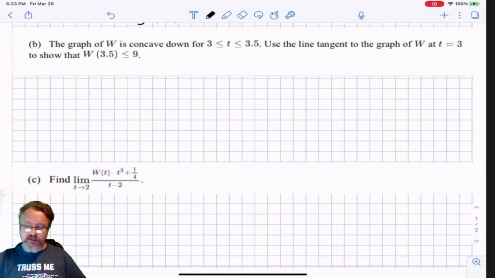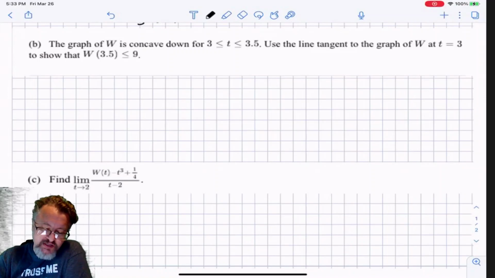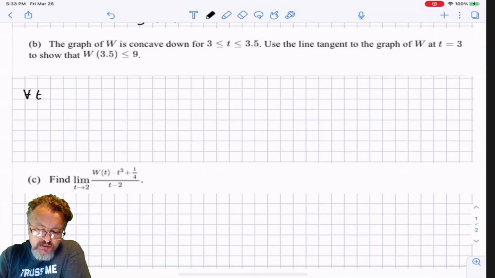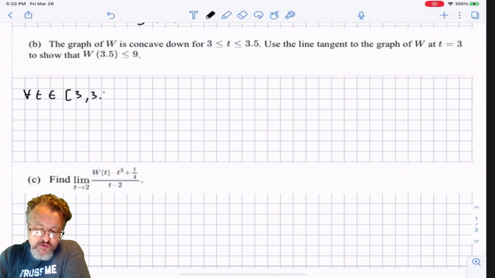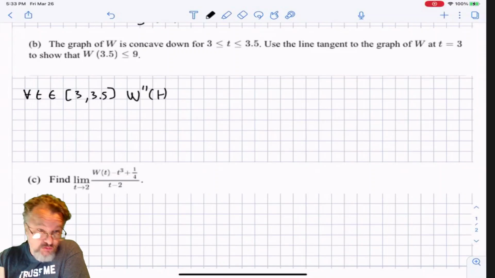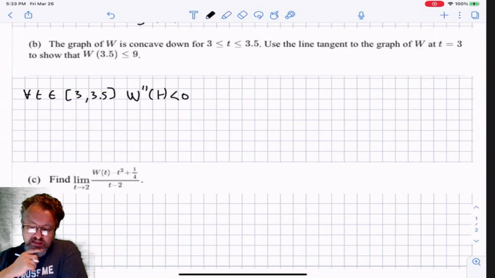The graph of W is concave down between 3 and 3.5. That tells me that for all values of t that belong to the interval between 3 and 3.5, we can say that W, the second derivative right here, is less than 0. And use the line tangent to the graph of W at t equals 3 to show that W at 3.5 is less than or equal to 9.